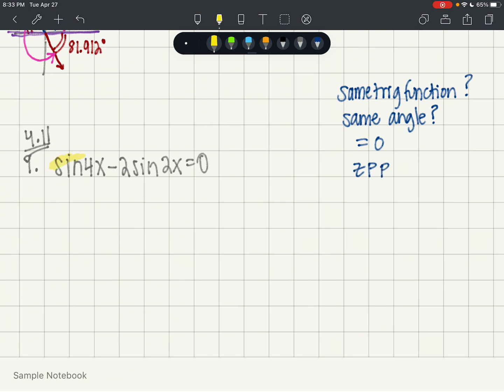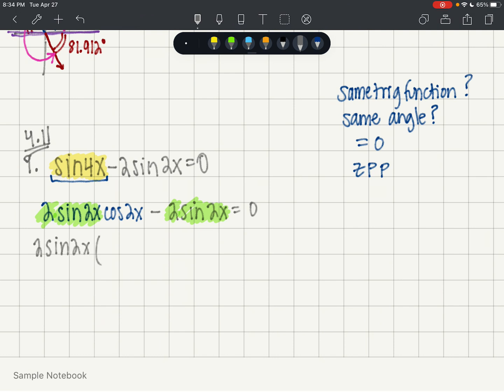So I know, looking at sine of 4x, that I can use the double angle formula, which will bring that angle down to 2x. So the sine of 4x is 2 times the sine of 2x times the cosine of 2x. And then we have minus 2 times the sine of 2x equals 0. And now what's common to both? Well, a 2, so I can factor that out, and a sine of 2x. I can factor that out. So we factor out 2 sine of 2x, and in the first term, that's going to leave us cosine of 2x. And in the second term, when we factor it out, we just get a 1.